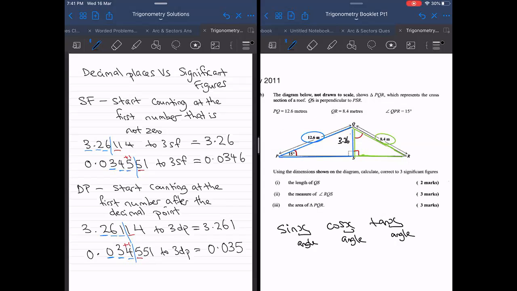The first digit. Well, it depends. That's what I'm saying. If they're asking you to round to decimal places, you start counting at the first number after the decimal point. However, if it's significant figures, you're counting from the first number you see that is not 0.